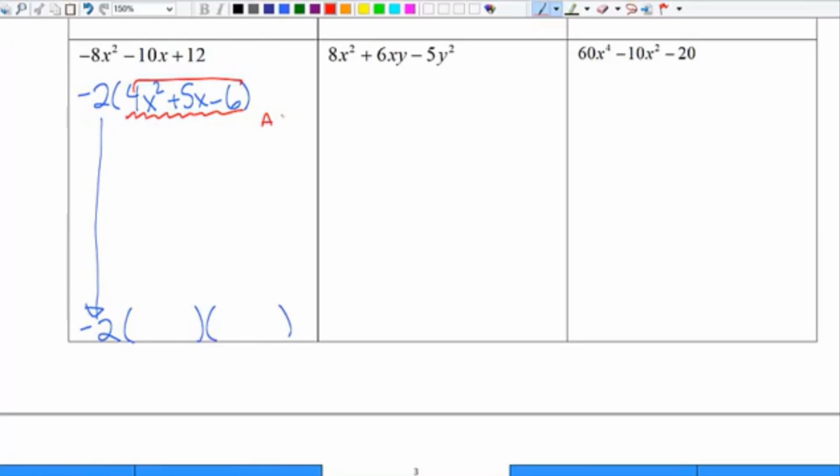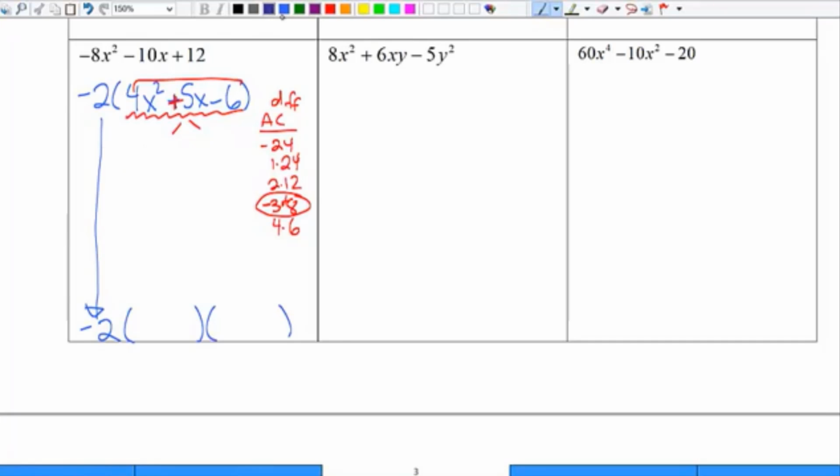All right, so my AC is going to be negative 24. So that's 1 times 24, 2 times 12, 3 times 8, 4 times 6. And I'm looking for two numbers with different signs that add to 5. I think those two numbers are positive 8, because the 5 is positive, and negative 3. So the positive on the 5 goes with the bigger number, in this case 8.